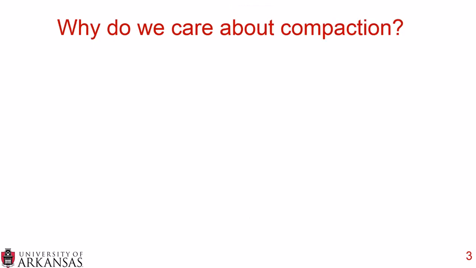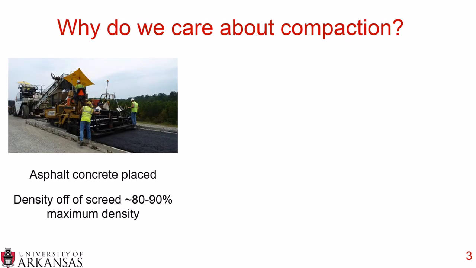When we're thinking about asphalt concrete, why do we care about compaction? Well, in the field, when we place the asphalt concrete, there is a density of that asphalt concrete coming immediately out of the paver, and that comes from the screed. And the density is approximately 80 to 90% of the maximum density of the mixture.